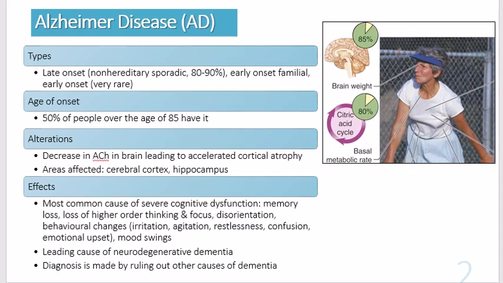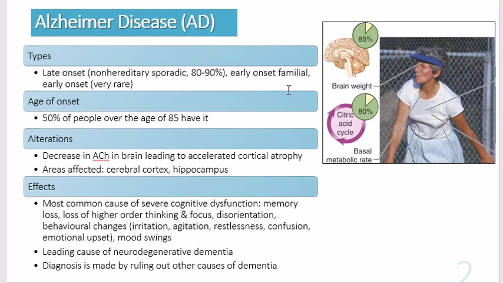So let's first discuss Alzheimer's disease. As you can see here, there are three different types, with the most common being the late onset Alzheimer's disease. It is the most common because when we look at the age of onset down here, you can see that 50% of people over the age of 85 have Alzheimer's disease. There's also early onset familial and early onset Alzheimer's disease, which is very rare.